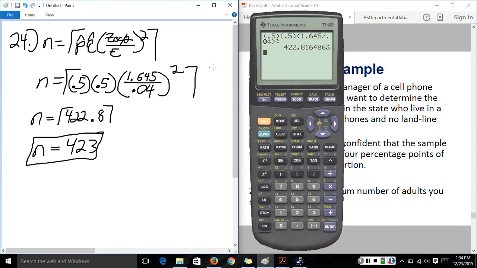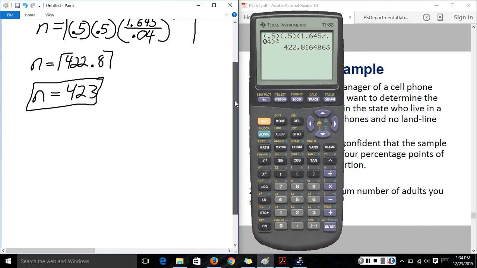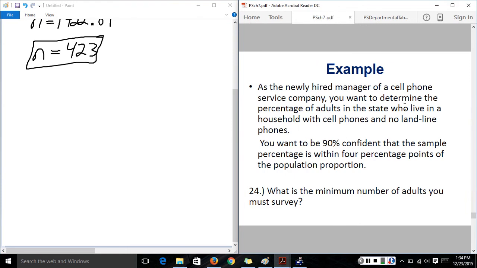Now, a sample that's larger than that is even better. My end result will be more accurate if I have a larger sample size, but I need at least 423 people to guarantee the confidence interval that I want to make at the end.